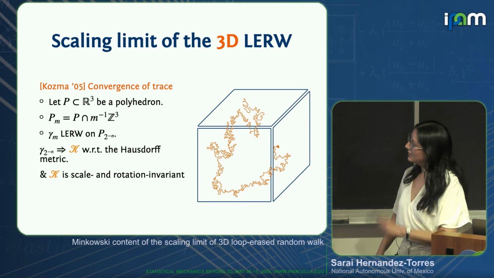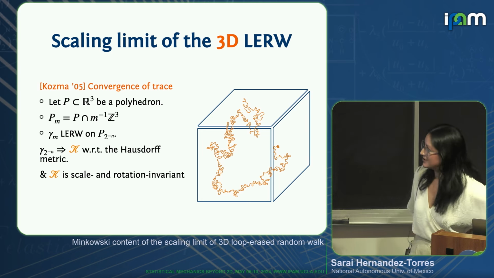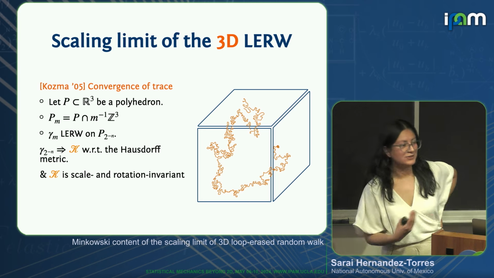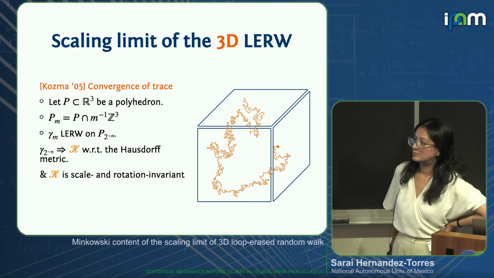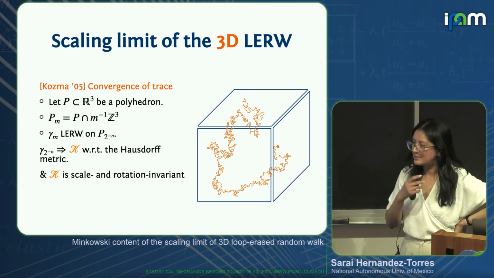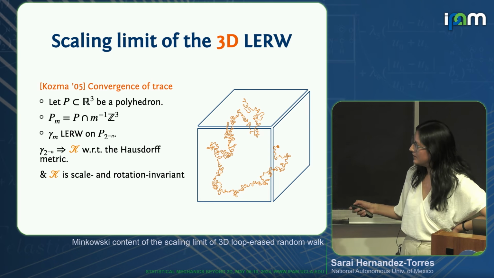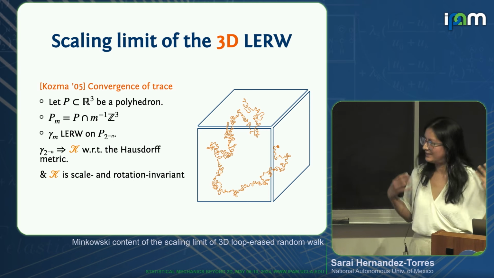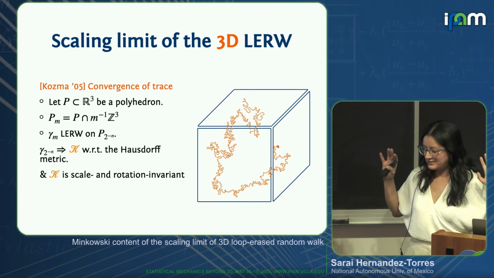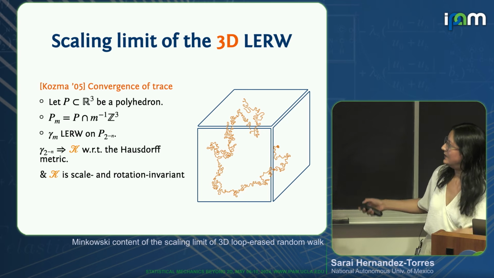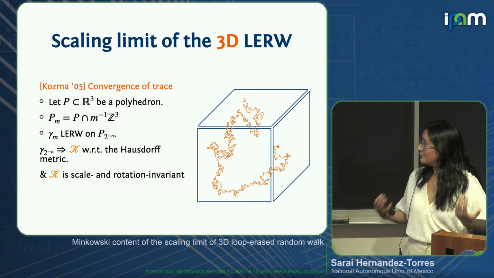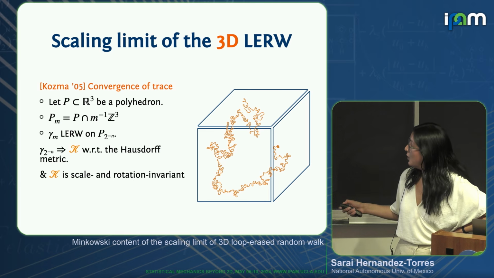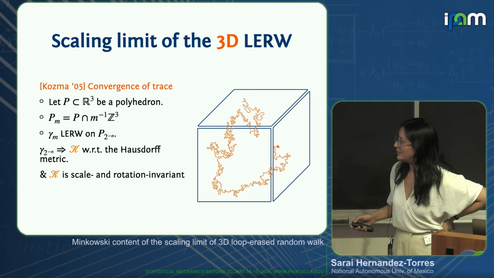So how does this story go? In this amazing breakthrough by Gady Kozma, he proved convergence of the trace, that is, this type of convergence that you have in mind. In his framework, he had a polygon, and this is part of the construction. You are in Z^3, and then he modifies Z^3 in a complicated and very smart way, so that he can understand the scaling limit of the three-dimensional loop-erased random walk.